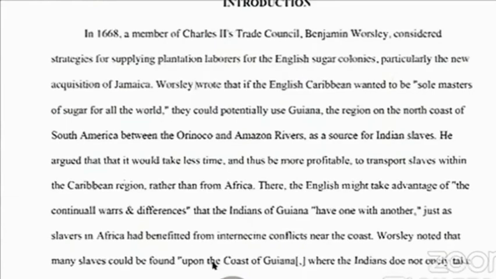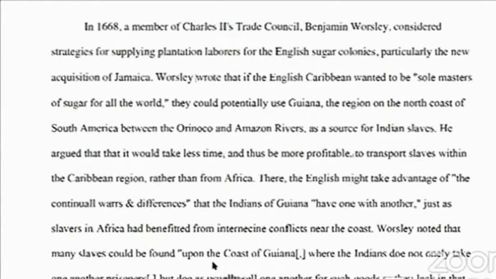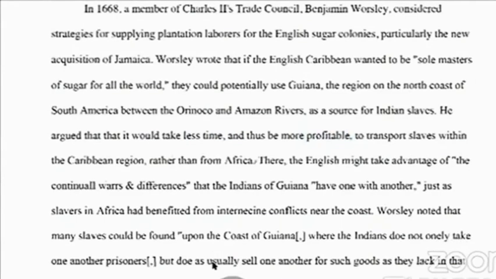He argued that it would take less time and thus be more profitable. Less time, right, than bringing people all the way from Africa, and thus be more profitable to transport slaves within the Caribbean region rather than from Africa. All right, again, it's more profitable to transport slaves within the Caribbean rather than from Africa.